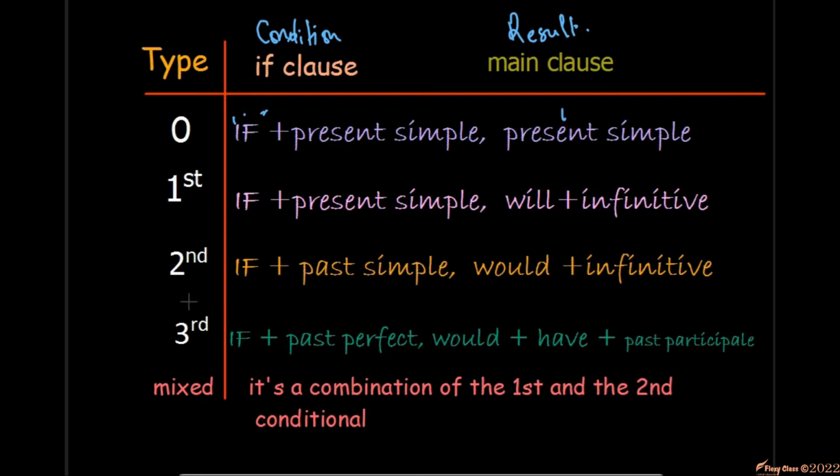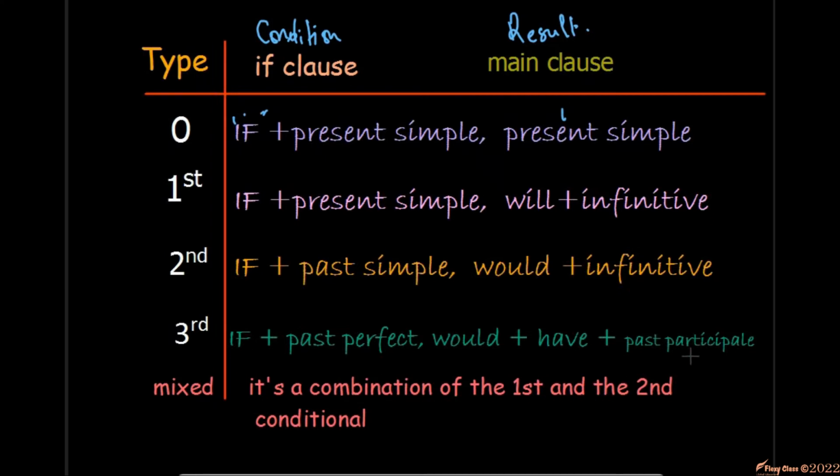The second conditional: we have if plus the past simple, and here we have would plus the infinitive. After the modal verbs, whether will or would, we use the infinitive. The difference is that in the first we have will and in the second we have would. The third: we have if plus the past perfect. Here it's the simple past, but there the past perfect. In the main clause we have would have plus the past participle. Would have plus the past participle of the verb.